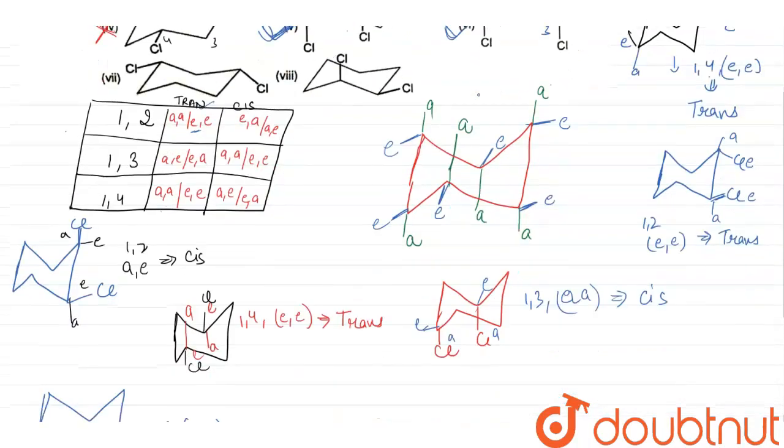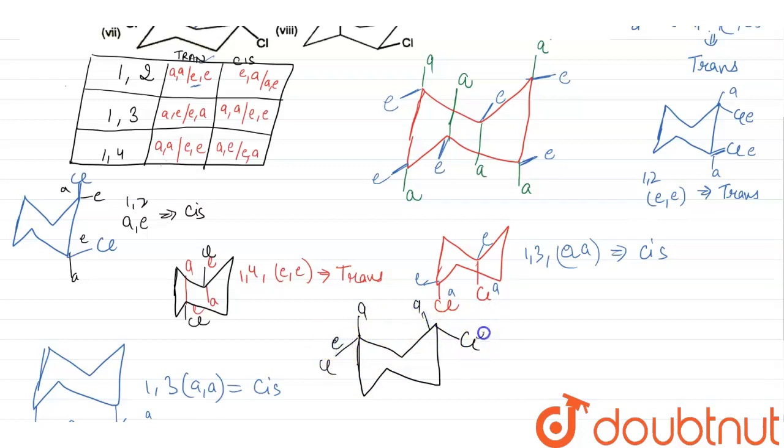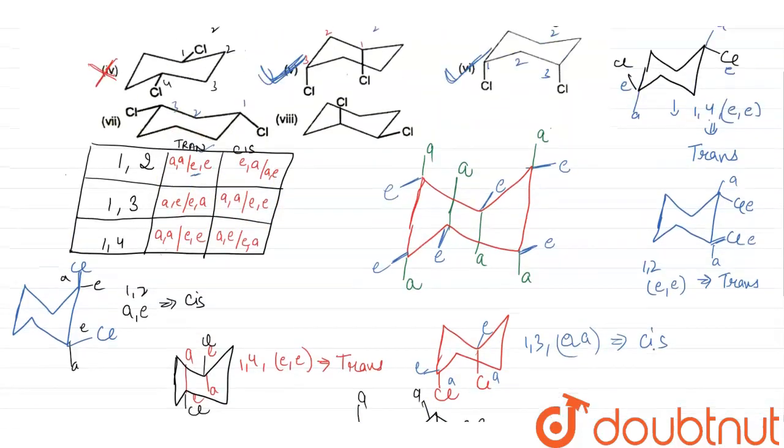Now coming to the seventh part. What structure do we have? Again 1-3. So I'm going to draw it over here. This third here and this third here. We know that this is axial and this one is axial and this is equatorial, this is equatorial. So this is 1-3 equatorial equatorial, and this comes under the category of cis. So this is also cis.